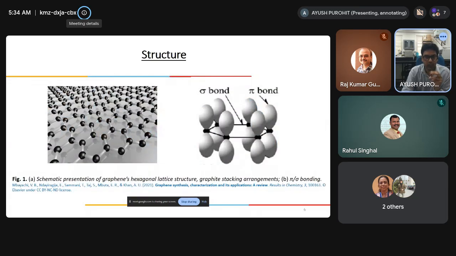This is the graphene structure, where this is the hexagonal sheet arranged in two dimensions on the whole surface. These are the carbon bonds in between the hexagonal sheet, and this is the sigma bond, and this is the pi bond, which is delocalized.